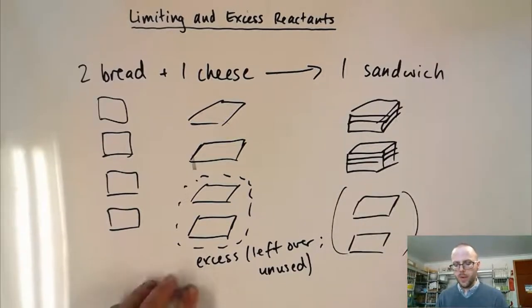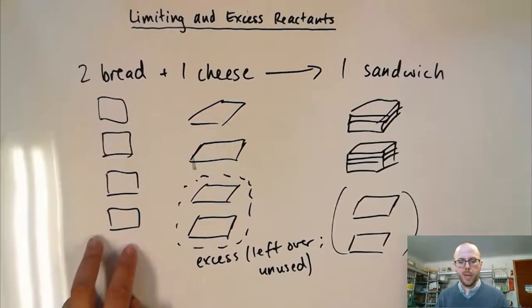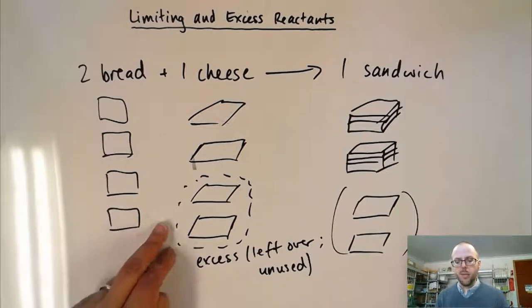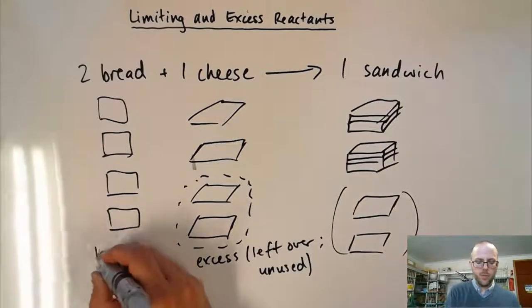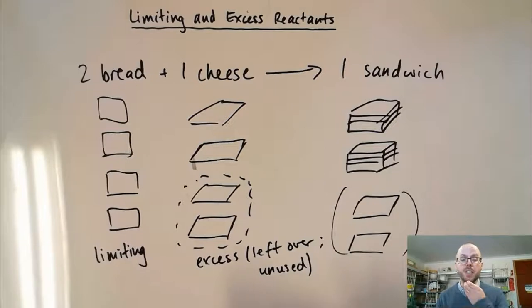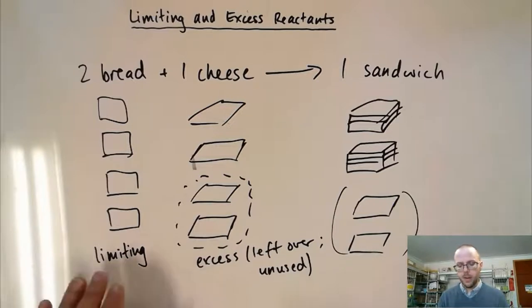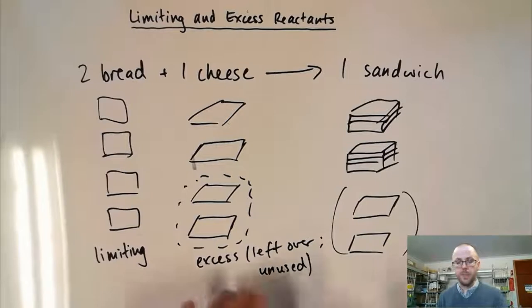Okay, so what I have is one substance which has limited how many sandwiches we've been able to make, and one substance which has been left over at the end. We call this one the limiting substance, or in this case, limiting reactant. If we wanted to translate this across to chemical reactions, I have something that limits how much product we make, and something which is left over at the end.